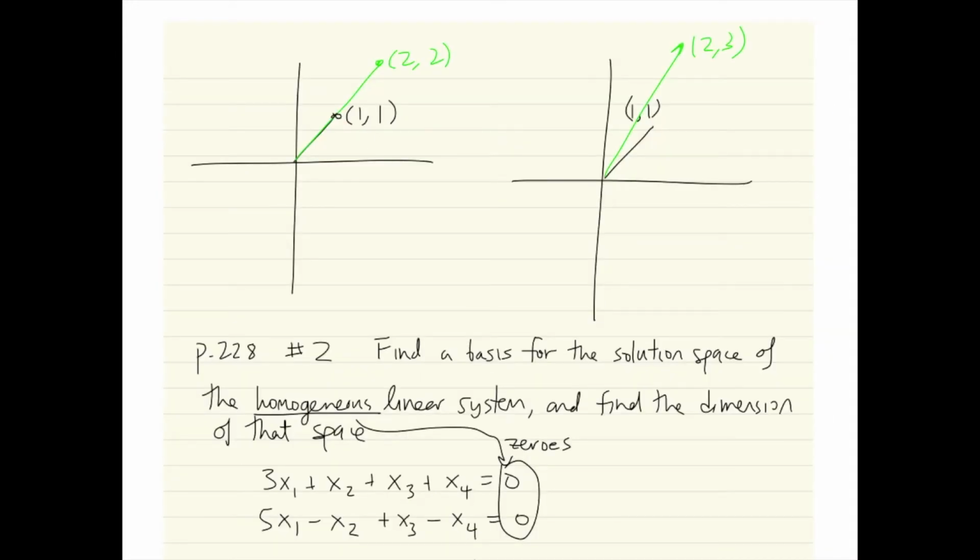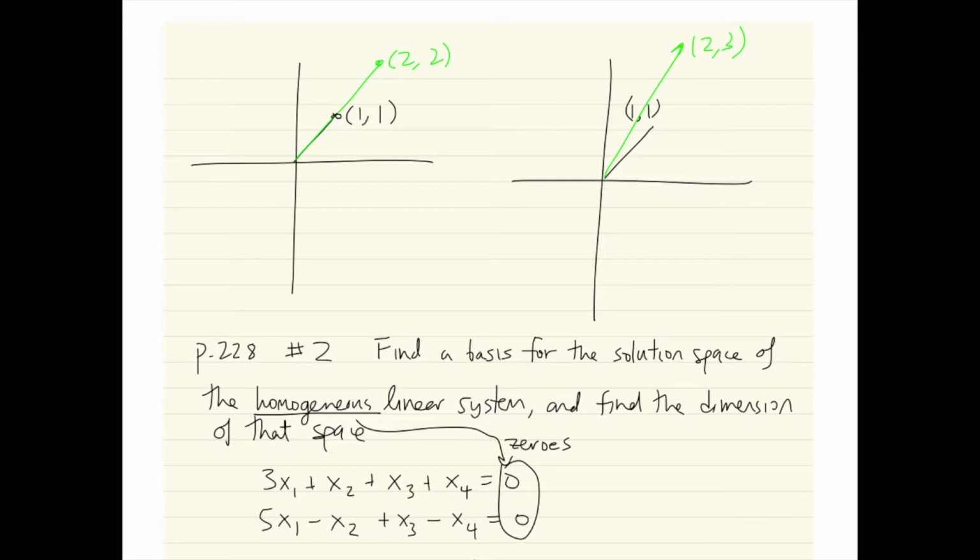Here's a picture illustrating the previous two examples. First, we tried the two vectors 1, 1 and 2, 2. They were pointing in the same direction, whereas if we chose 1, 1 and 2, 3, they're not in the same direction.